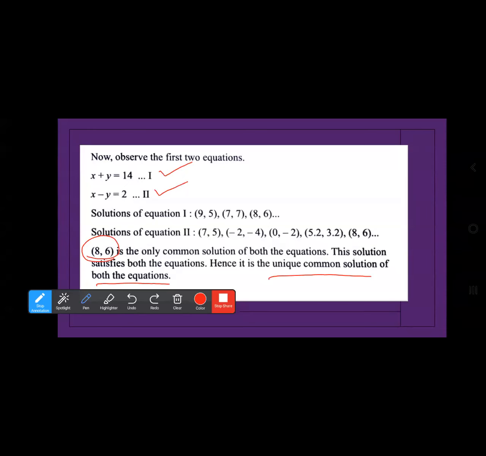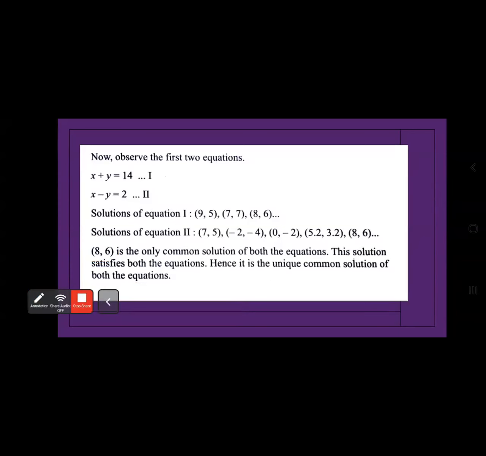But there should be a uniqueness for the answer. There should be a uniqueness for the answer, and to maintain that uniqueness, that is, to get that unique solution, we need to solve the linear equations simultaneously. Simultaneously means both the equations you will solve together so that you will get the values for x and y.